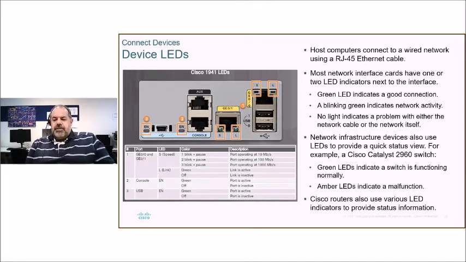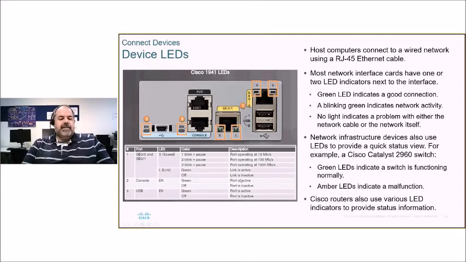So network infrastructure devices also use LEDs, and so on a Catalyst switch, the green LED indicates the switch is functioning normally. Amber indicates a malfunction. Cisco routers also use various LED indicators as well, and this, of course, is an indicator. And so basically, L means link, S means speed, and so green is good, off is not good.